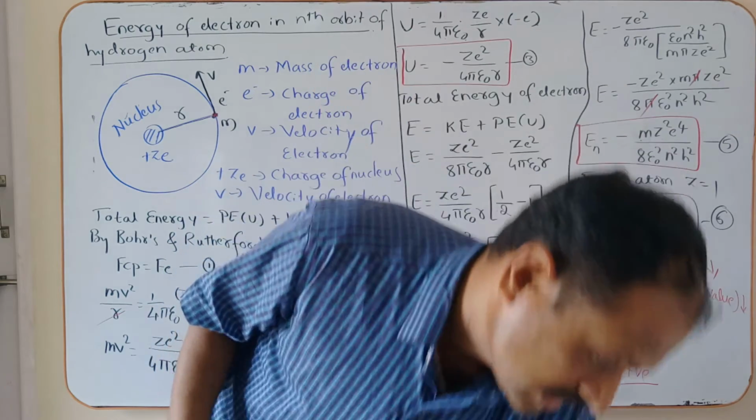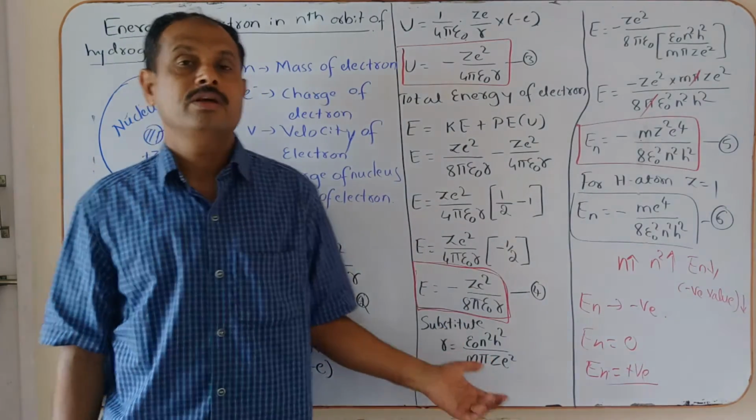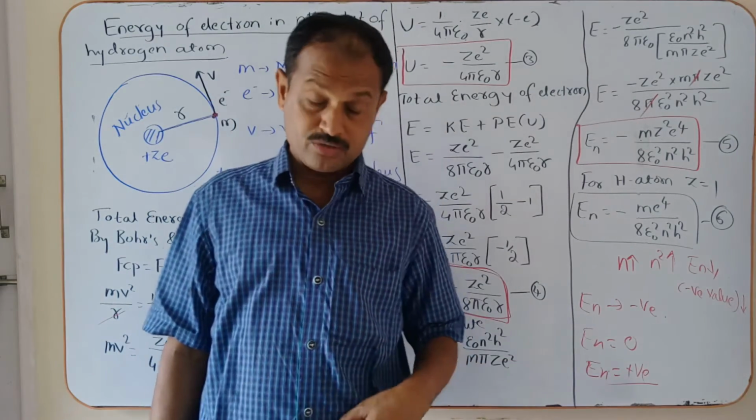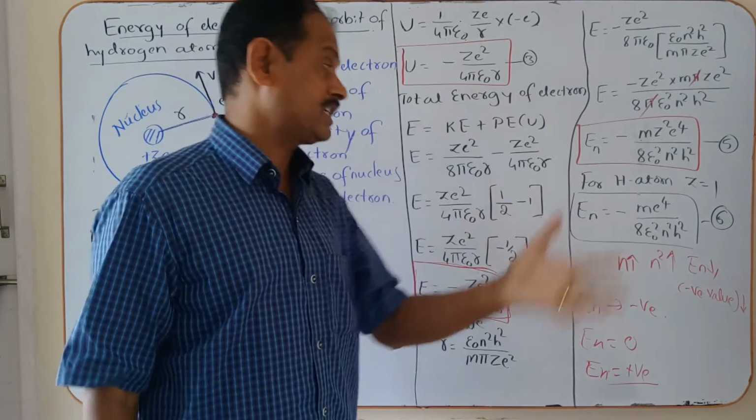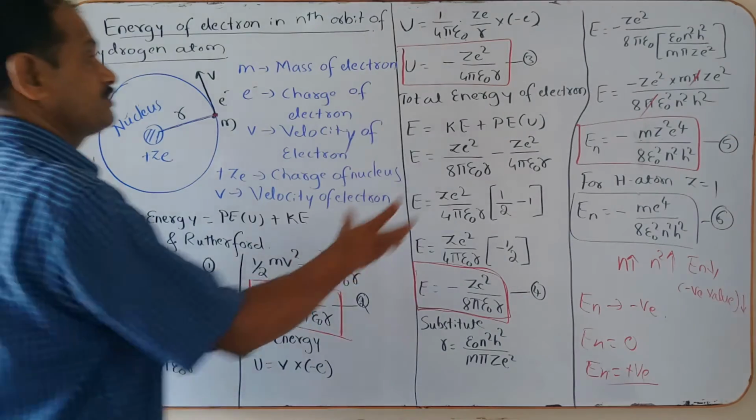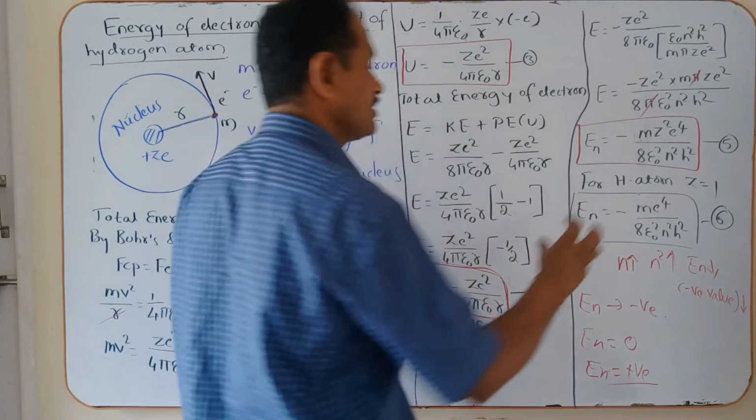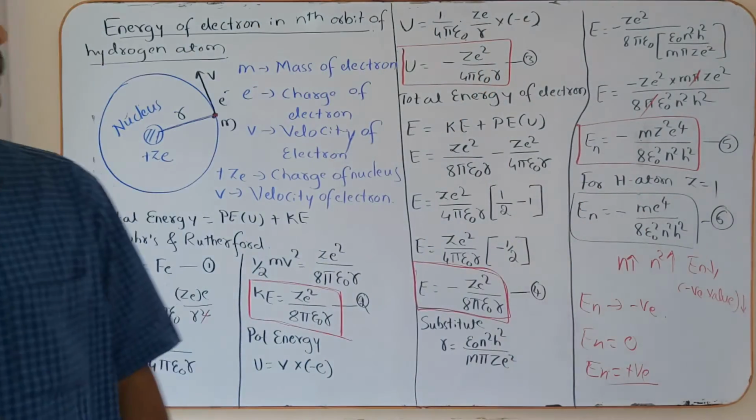This is a very important expression for the energy of the electron in the nth orbit of the hydrogen atom. There are 3 expressions here. One is the kinetic energy expression, another one is the potential energy equation, and another one is the total energy.